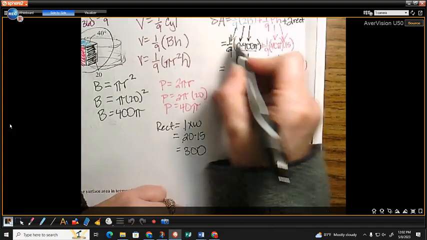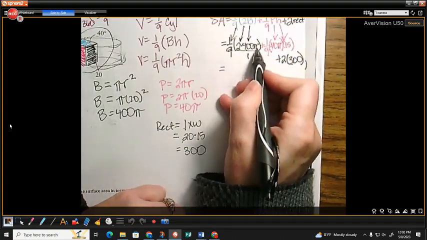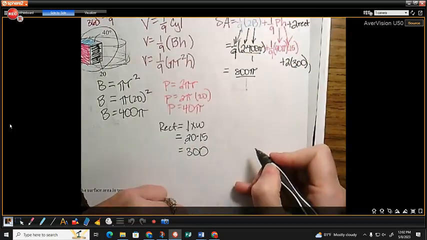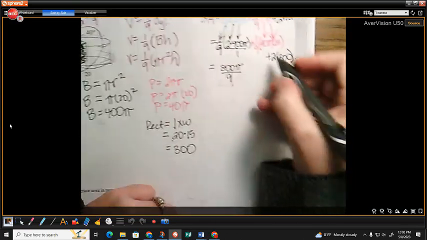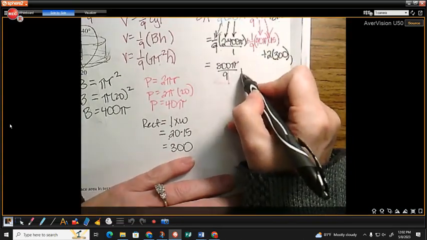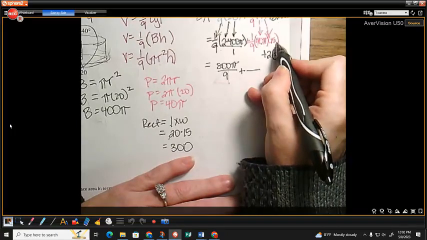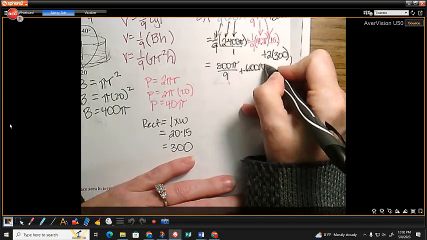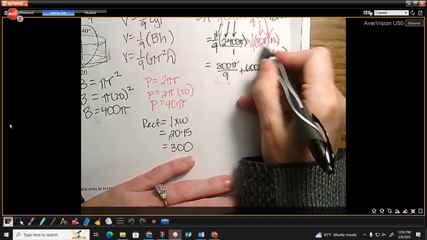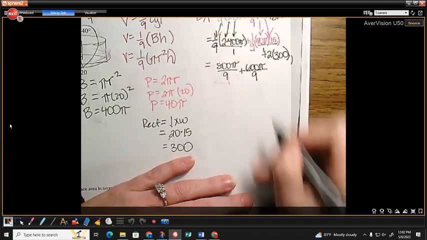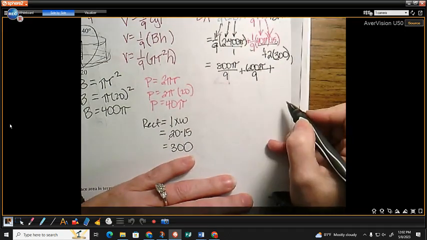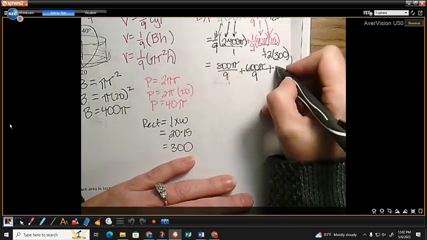800. Now we're going across the top of the fraction. So the 800 pi times 1 gives you 800 pi. What's on the bottom of this fraction? 9. Then here, on the top of the fraction, I have 40 times 15. That's what, 600 pi? And on the bottom of this fraction, I have 9. And then here, what's 2 times 300? 600.